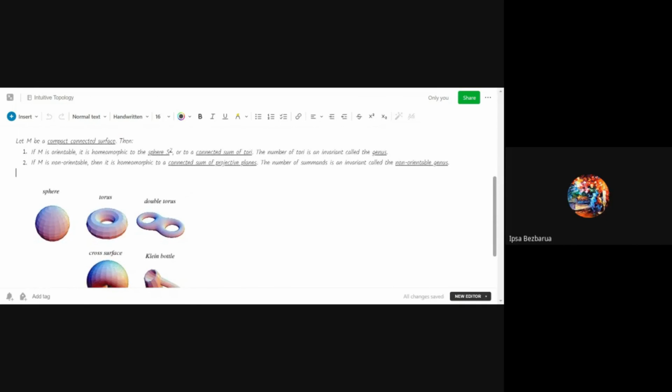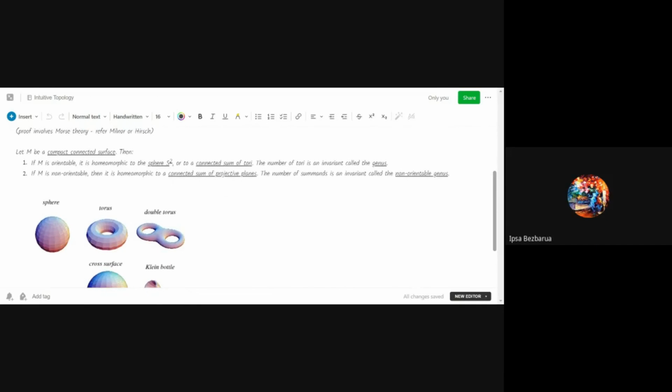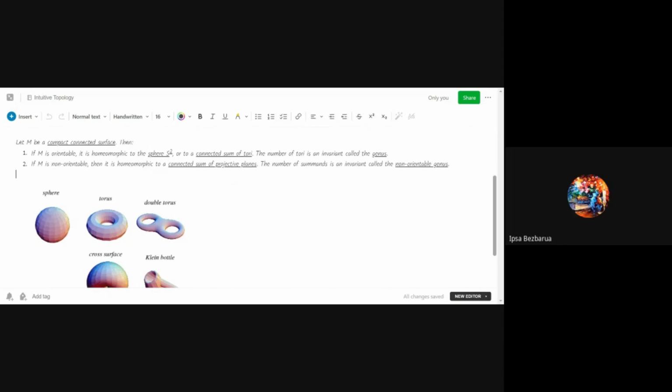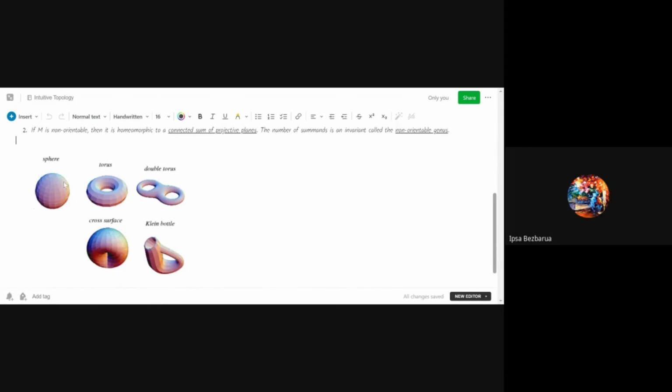The next one is called the classification of compact connected surfaces. A surface is basically a two-manifold, a two-dimensional manifold. Any compact connected two-dimensional manifold, or surface, if M is orientable, will be homeomorphic to the sphere or to a connected sum of tori. So it's either going to be homeomorphic to the sphere or to the torus, or this is a double torus.